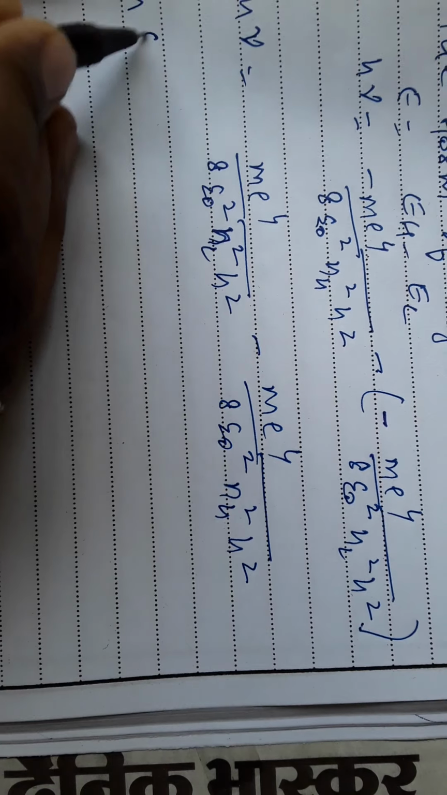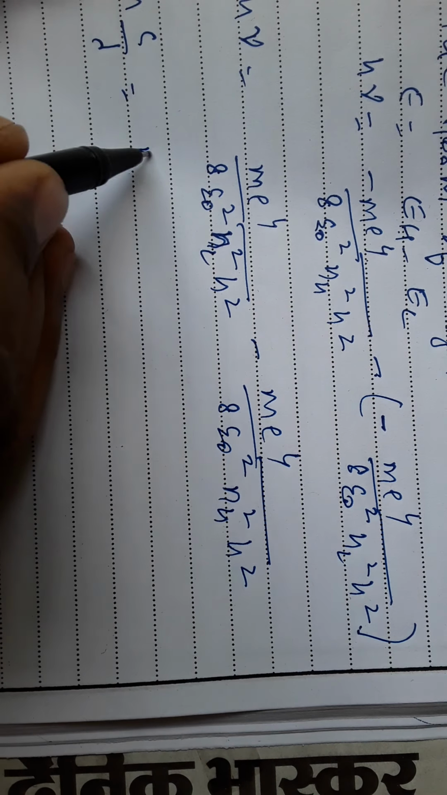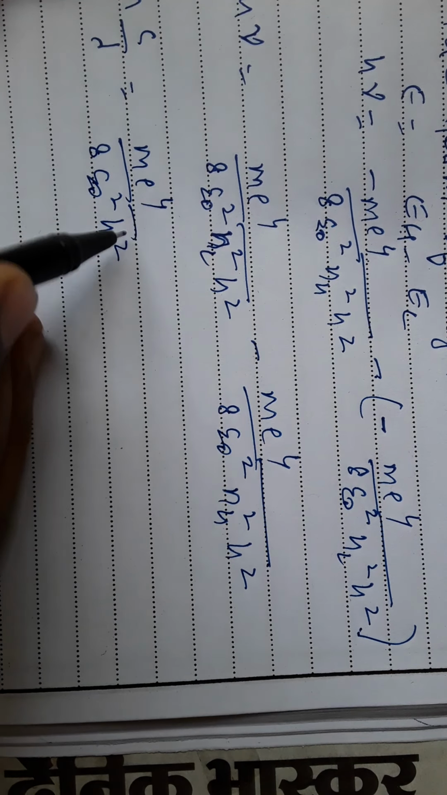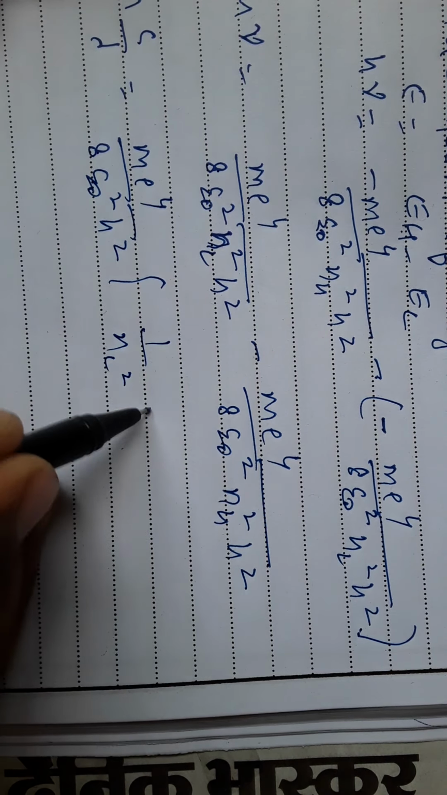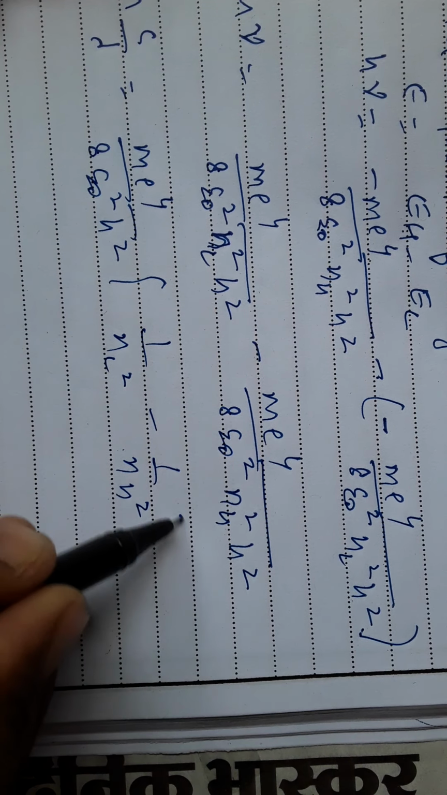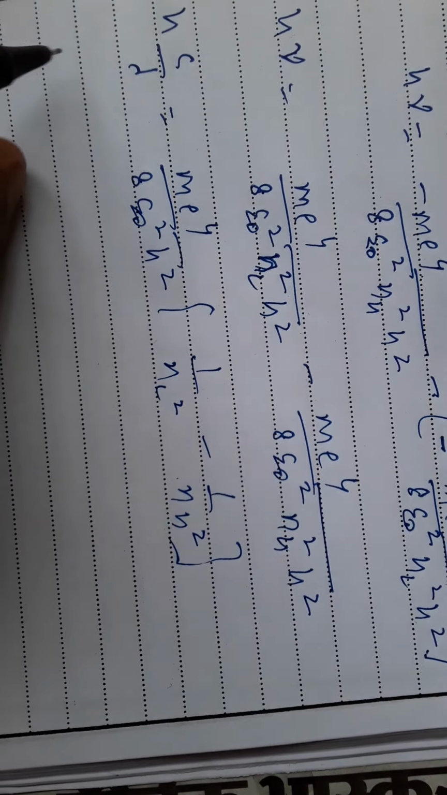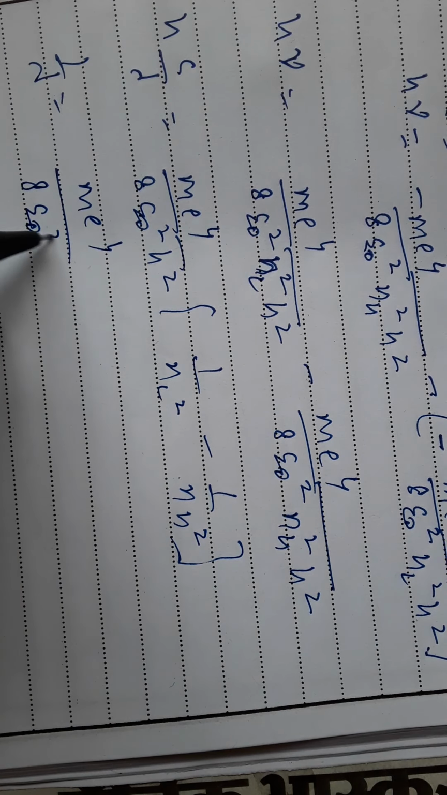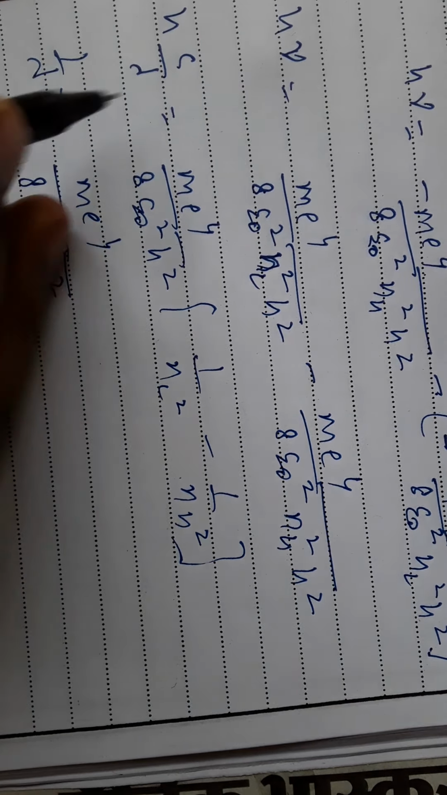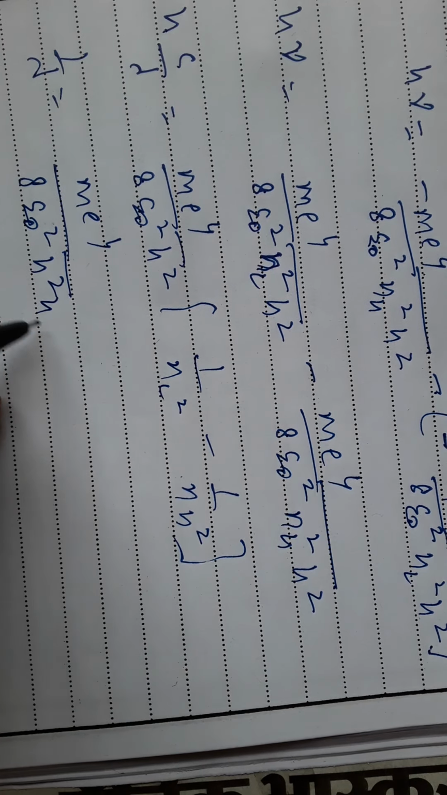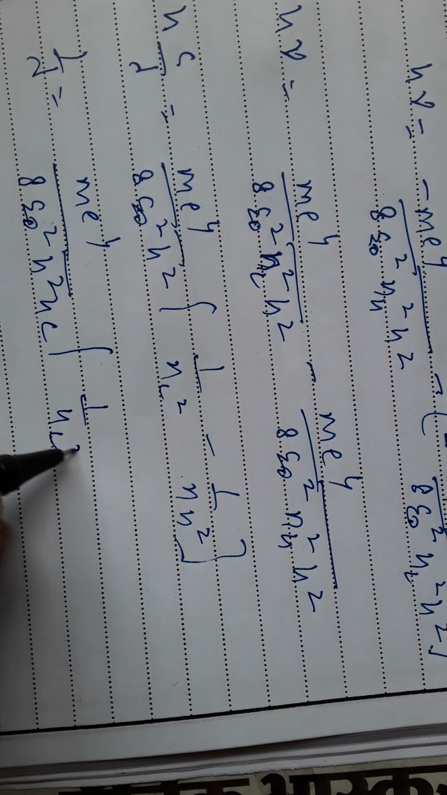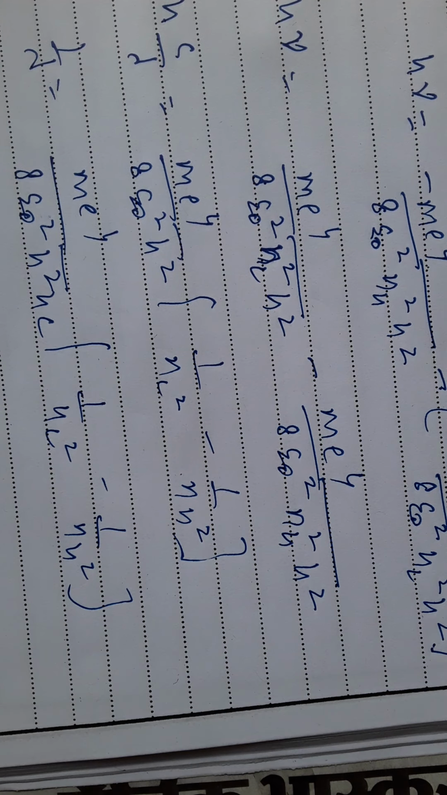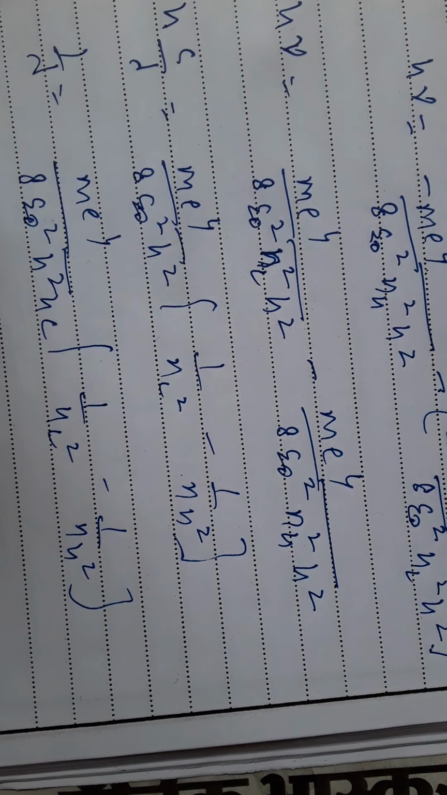Now we can write nu is c by lambda. We can take out common m e power 4 upon 8 epsilon naught square h square, 1 upon nl square minus 1 upon nh square. Now 1 by lambda is equal to m e power 4 upon 8 epsilon naught square h square, hc will be here, so 1 by nl square minus 1 upon nh square.